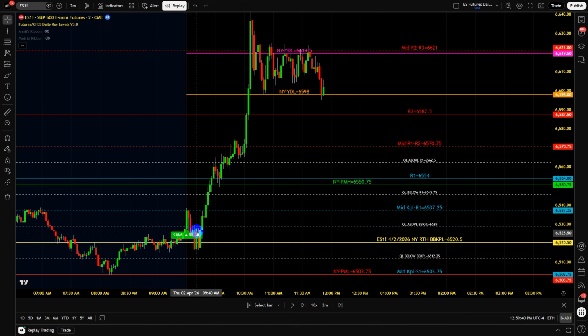This is a bullish play off the 9:30 a.m. candle on the BBKPL level. These are our tight stop loss, our standard stop loss.